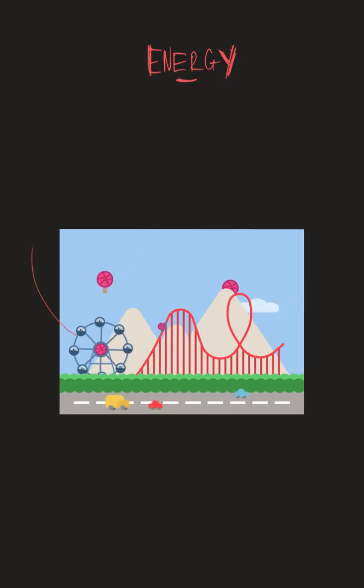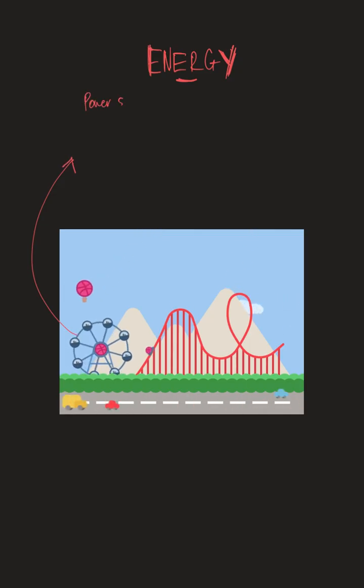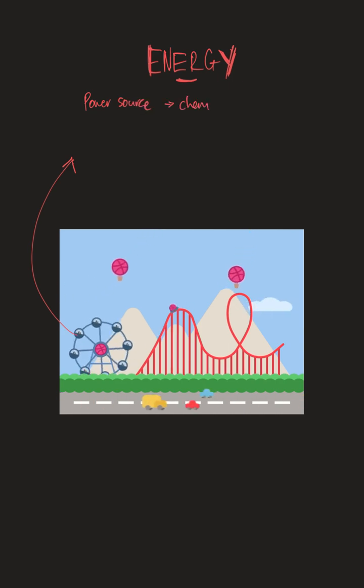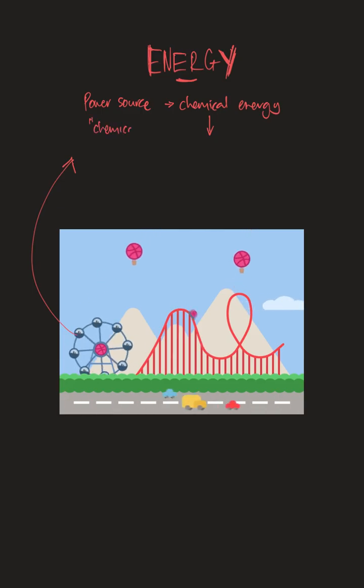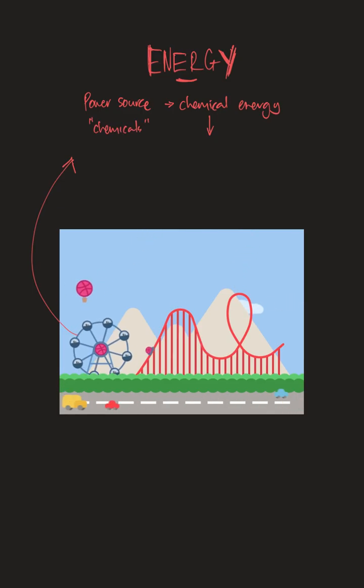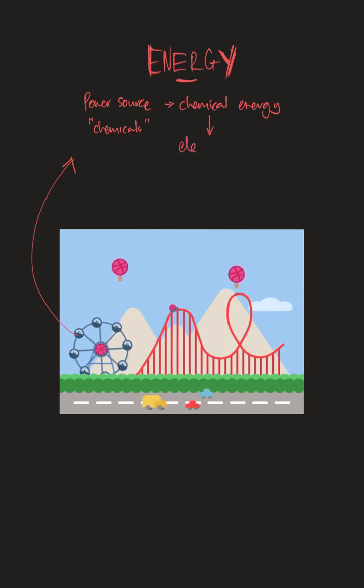Let's say, for example, I'm looking at this Ferris wheel. Now, how does the Ferris wheel work? The first thing I need is a power source. And that power source is usually chemical energy, because inside your power source you have chemicals, like batteries and so on, or fossil fuels. And then it becomes electrical energy.